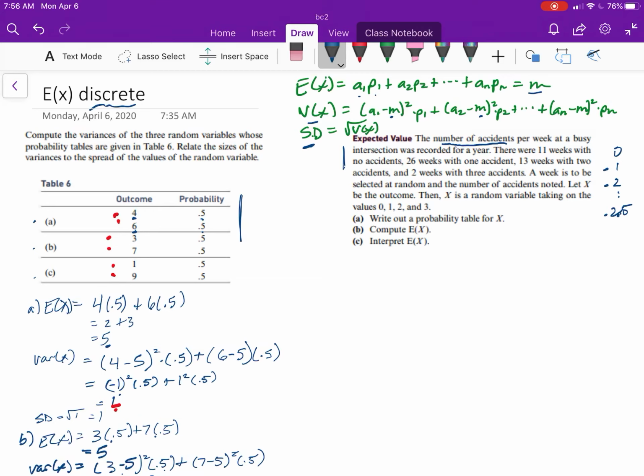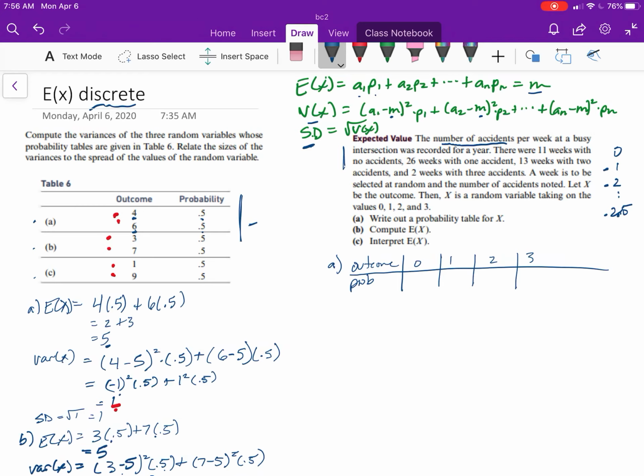So part A, write a probability table. That's just talking about, write something like we have here. Doesn't matter if we go vertical or horizontal. I'm going to go ahead and just go outcome, probability, this way. Just get kind of the layout of the screen, really. So the outcomes, we can have 0 accidents, we can have 1 accident, we could have 2 accidents, or 3 accidents.